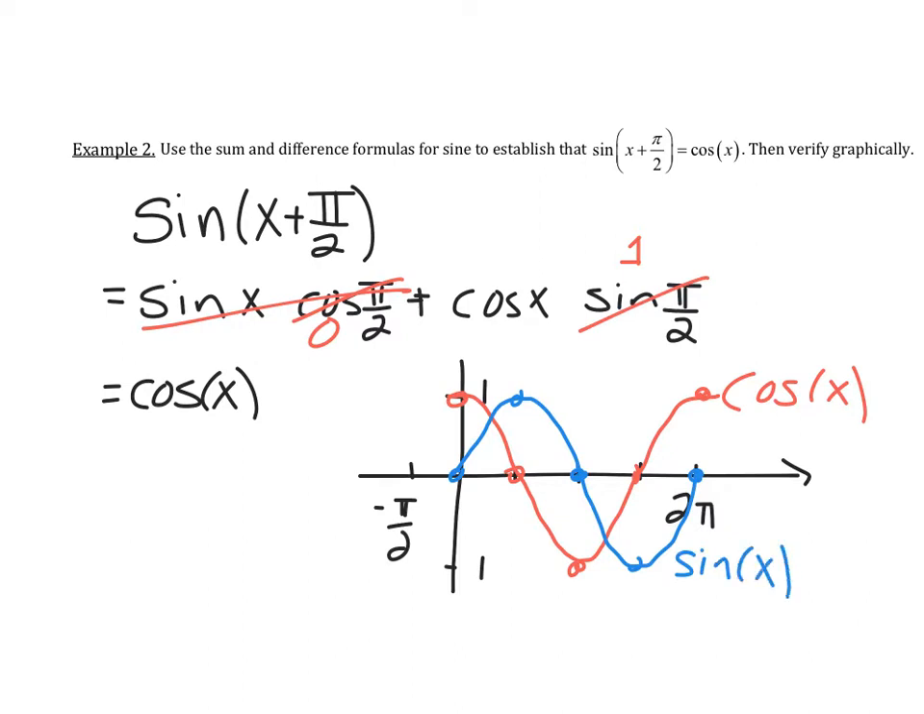And sine of x plus pi over 2 means to move everything to the left pi over 2 units. So I'm going to move all of these points pi over 2 units to the left. Notice pi over 2 is the scale that I chose. So these are what my points actually end up being. And we can see that when I do that, sine of x plus pi over 2 is actually the same thing as the cosine function.